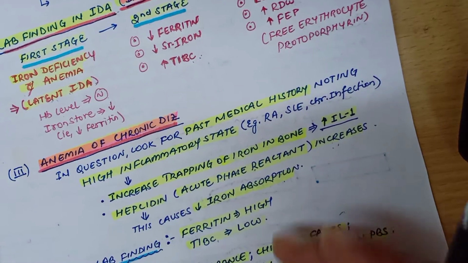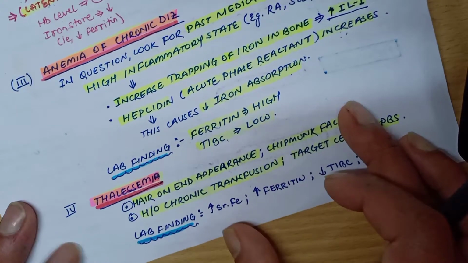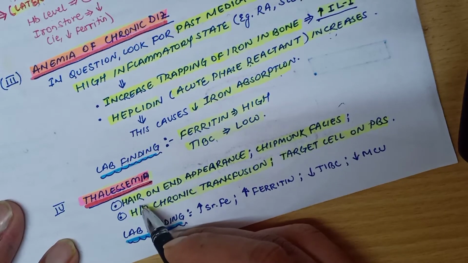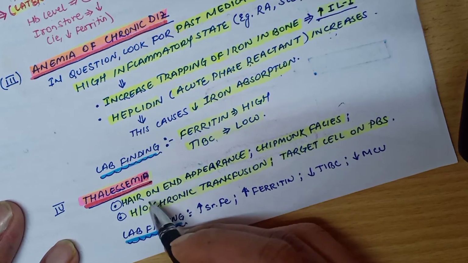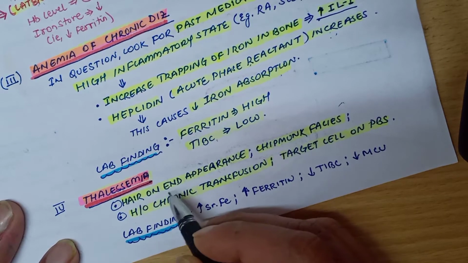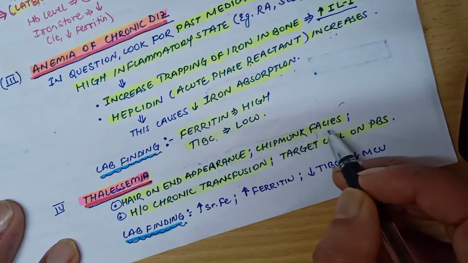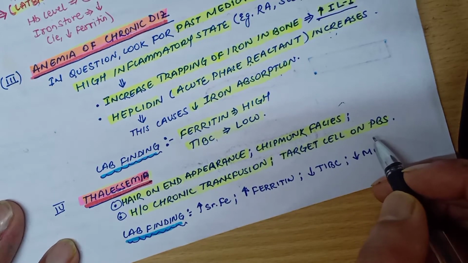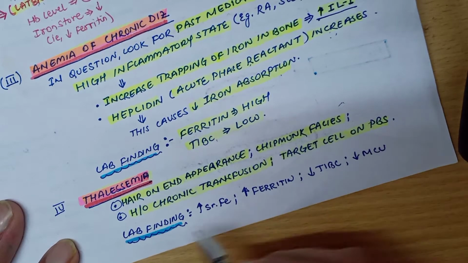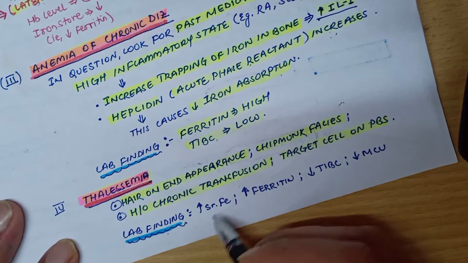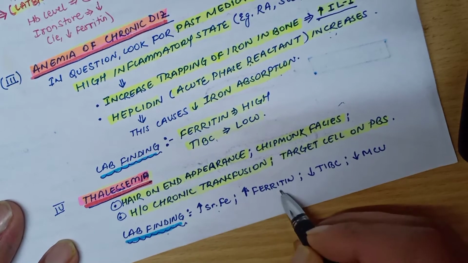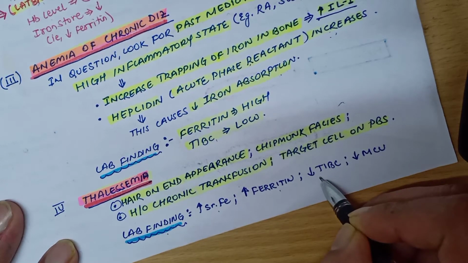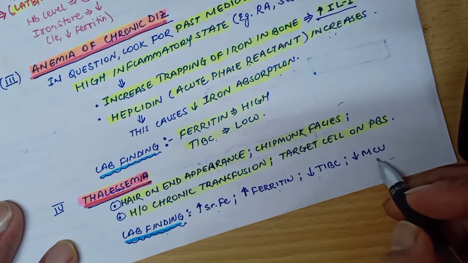In thalassemia, you have to look for important features. See if there is any characteristic feature showing hair on end appearance, chipmunk faces, history of chronic transfusion, or target cells on peripheral blood smear. And in thalassemia, the lab findings will be increase in serum iron, increased ferritin level, decrease in TIBC, that is total iron binding capacity, and decrease in mean cell volume.